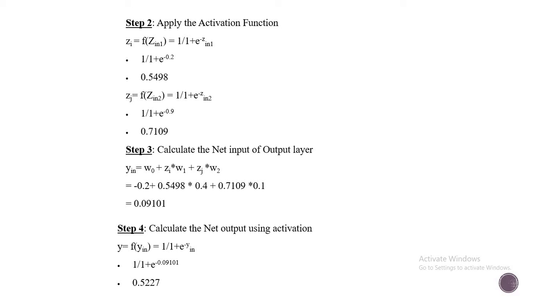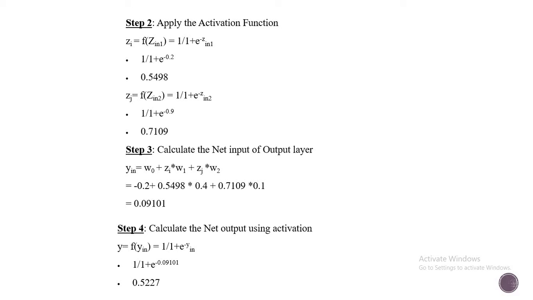Step 3, calculate the net input of output layer. That is y in is equal to w0 plus zi into w1 plus zj into w2, that is minus 0.2 plus 0.5498 into 0.48 plus 0.7109 into 0.1. The value 0.5498 is obtained from zi and 0.7109 obtained from zj, and its total value is 0.09101.